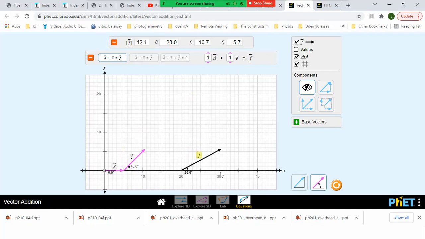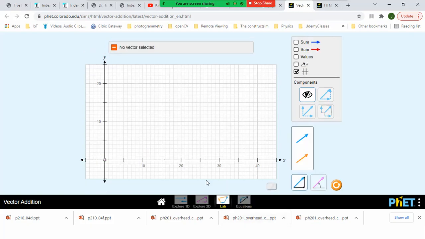So once we have the x component of this and the y component of it, we can look at this like a right triangle and then calculate this 20.8 using either one of the trigonometric functions.